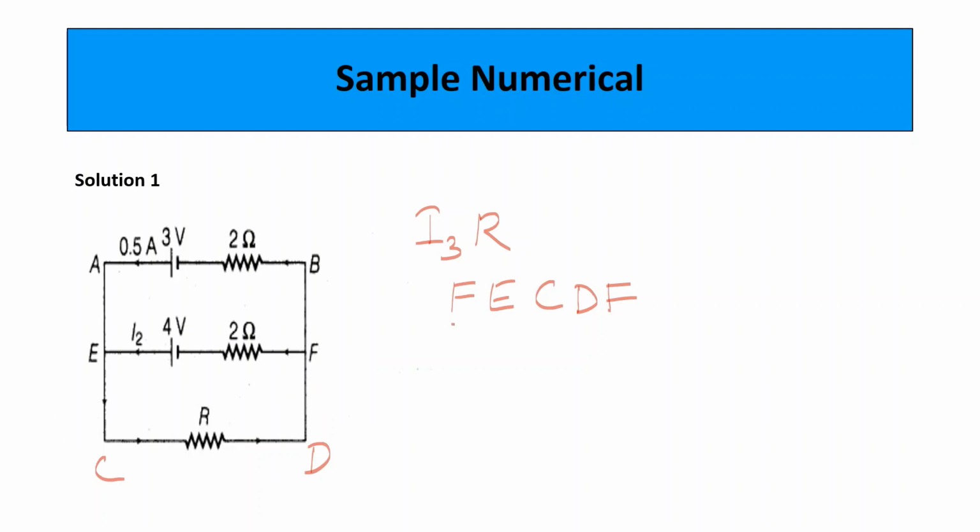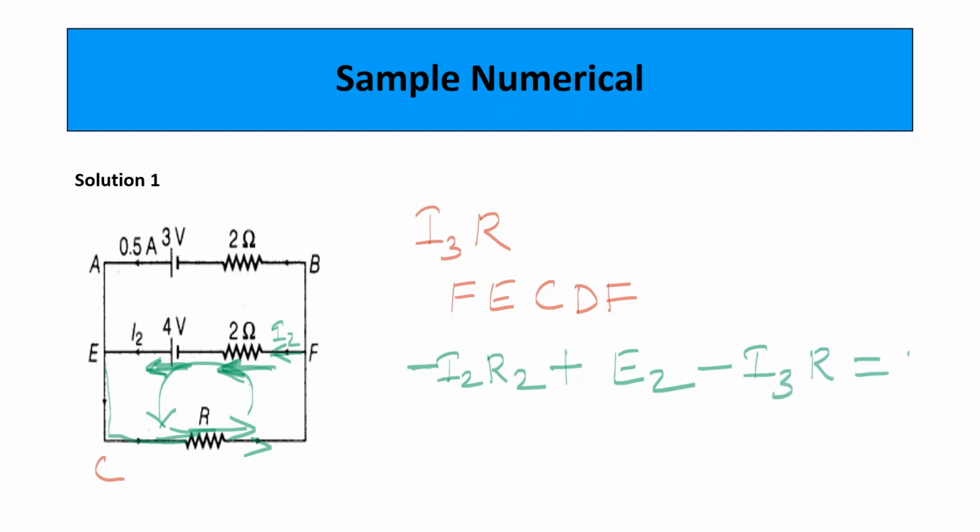The path which we travel is from F to E, E to C, C to D and from D to F. The assumed current direction in this loop is counterclockwise. Applying Kirchhoff's voltage law to this second loop, we can write I2 R2. The sign must be negative since both are in the same direction. I2 is in this direction, assumed direction is also in the same way. Therefore, minus I2 R2. This is from negative to positive for the cell. Therefore, plus E2. And when it reaches here, the current direction is in this way. I3 is also in the same way. Therefore, minus I3R is equal to 0.